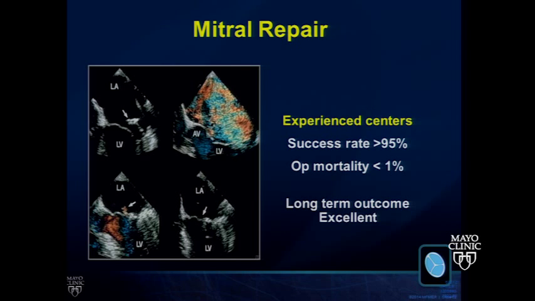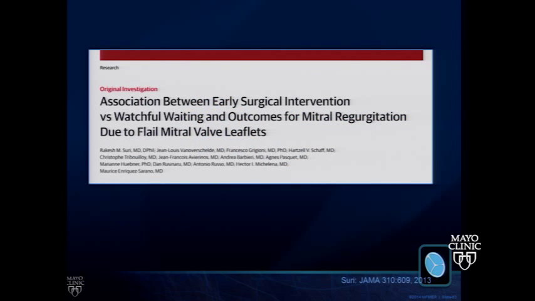So in patients who truly have severe mitral regurgitation, in whom you have a surgeon who can operate with these types of numbers, it's reasonable to operate before the onset of symptoms, before the onset of left ventricular dysfunction, in order to prevent the irreversible consequences that happen with long-standing volume overload.